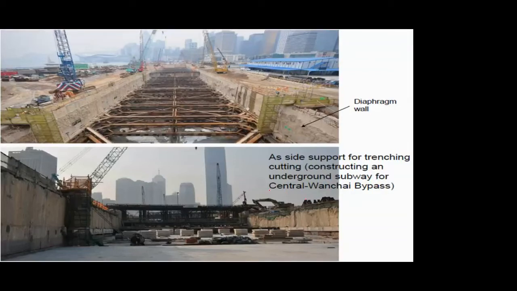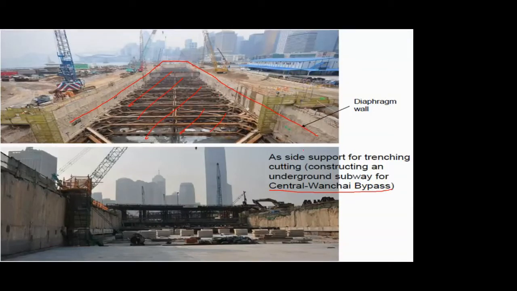Here you see the example taken from Hong Kong. In Hong Kong there is the Central Wan Chai Bypass. In that, a tunnel had to be constructed, and before constructing the tunnel, they had to excavate a large area. For that, this diaphragm wall was constructed. This is the diaphragm wall that they constructed, and then they excavated this area in between, and then the tunnel boring machine was lowered into this, and the tunneling operation started.